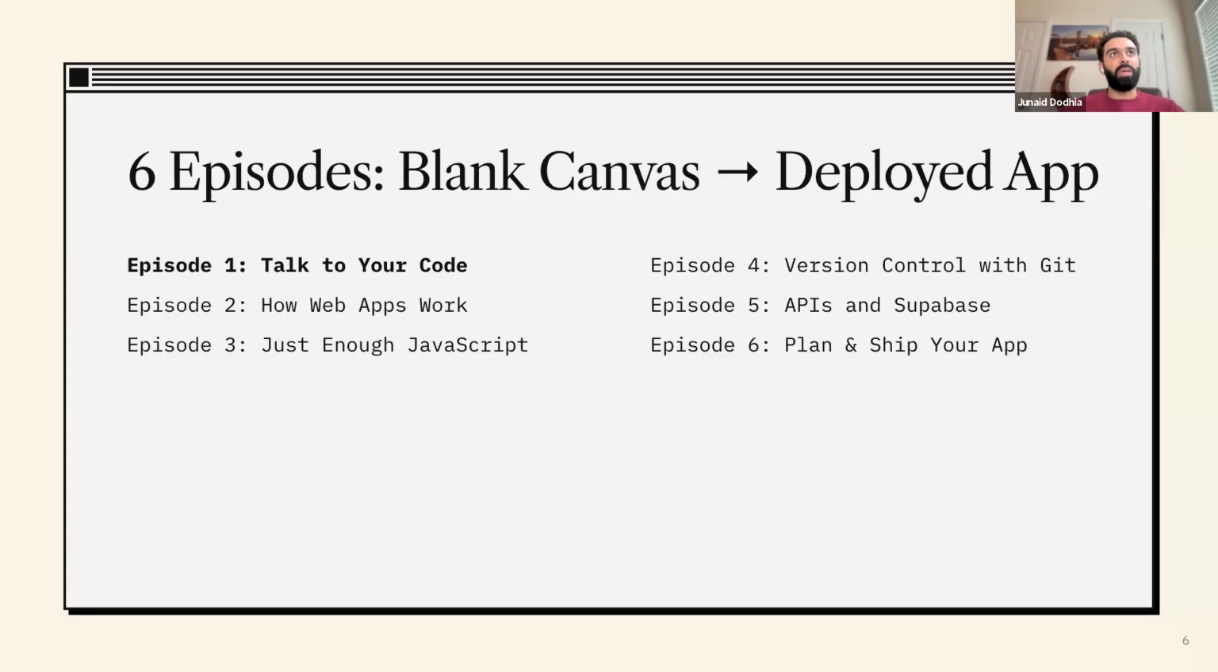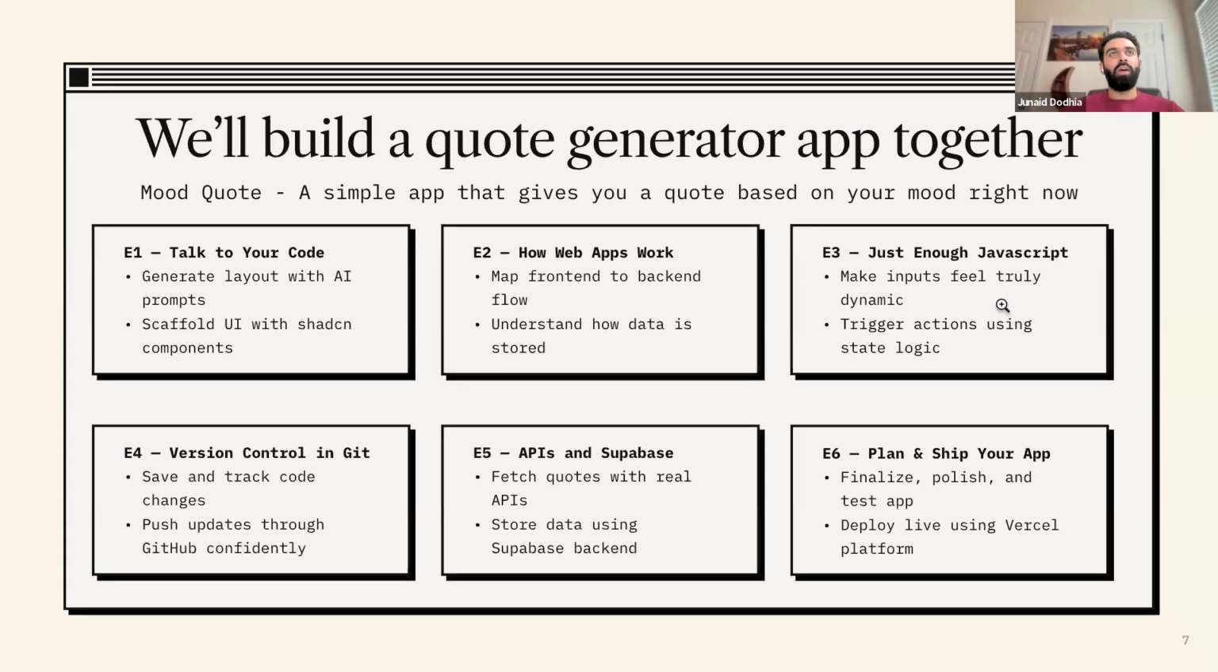So in this episode and in the next 3 weeks, we will go from a blank canvas to a deployed app, and we have 6 episodes, 2 episodes every week. Today we're going to do how to speak to your code base, and then on Thursday we're going to talk about how the web apps work, meaning how the front end talks to the back end and how data flows between that. And in the course of these 6 episodes, we're going to work on a quote generator application.